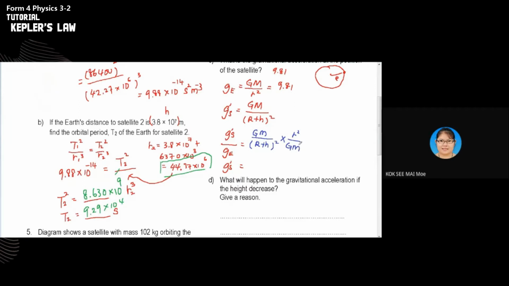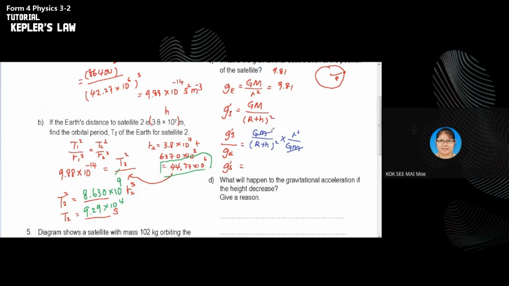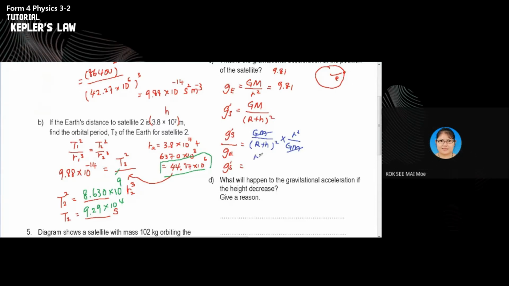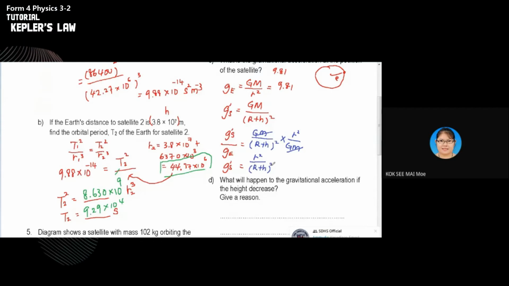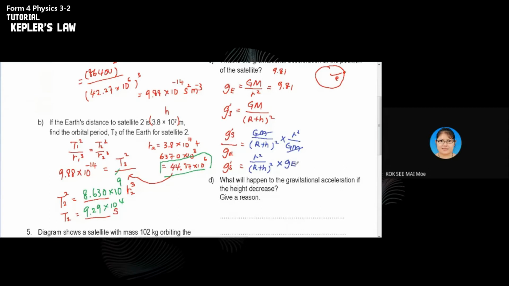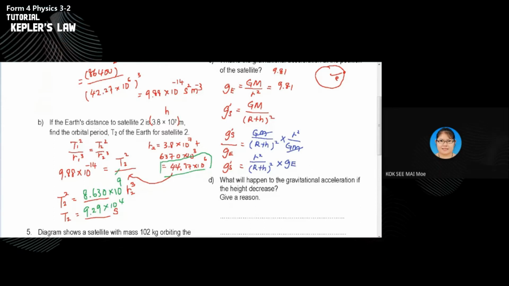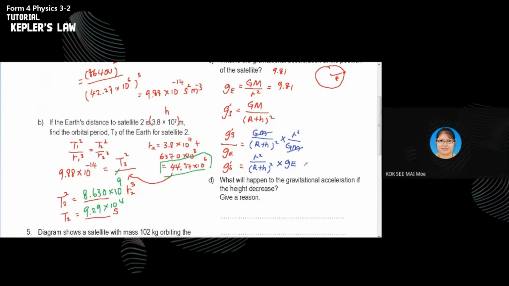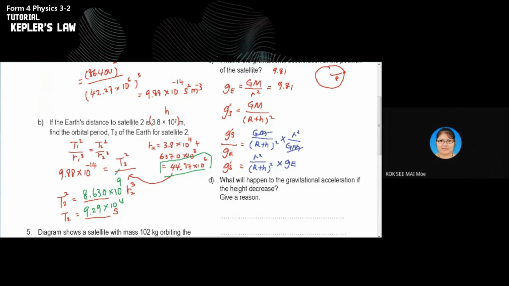GM. So which one can we cut? We cut the G and M. Actually, no need to use them. Finally, g_S is how many? g_S is left with r squared over (r plus h) squared, multiplied by g_E. Do you understand this equation or not? If you don't understand, ask quickly and I will explain. If you understand, you can continue. Because g_E, we know, is 9.81.